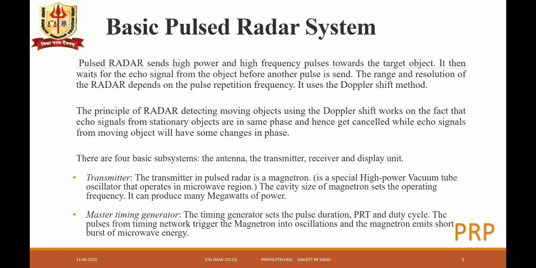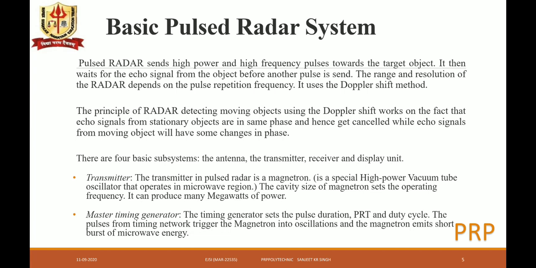As we have already discussed, there are four basic subsystems: the antenna, the transmitter, receiver and display unit. We will see one by one. The transmitter in pulsed radar system consists of a magnetron, that is a high power vacuum tube oscillator which can generate microwave signal.